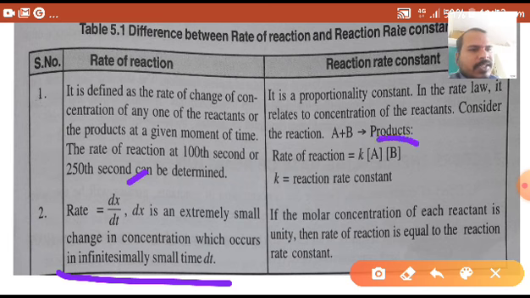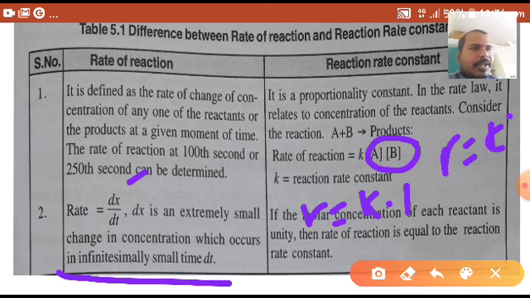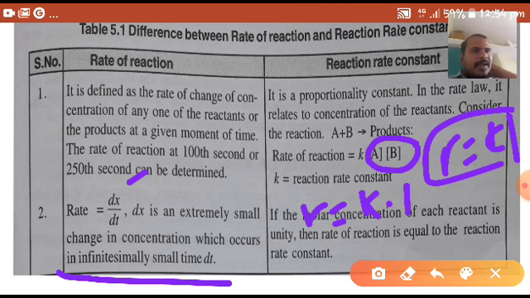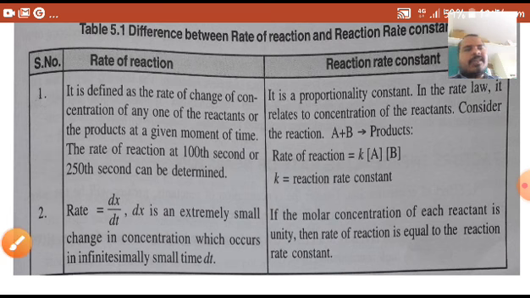If the molar concentrations of A and B are equal to 1, then what will happen? Rate is equal to K into 1. That means R is equal to K. So, if the molar concentrations of reactants are unity, then the rate of the reaction will be equal to the rate constant. These are the main differences between rate constant and rate of the reaction.